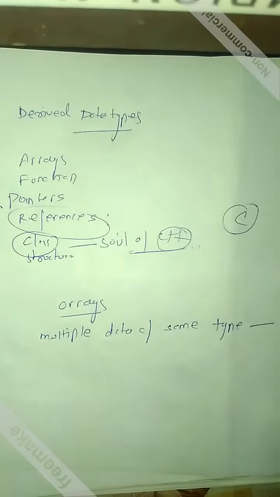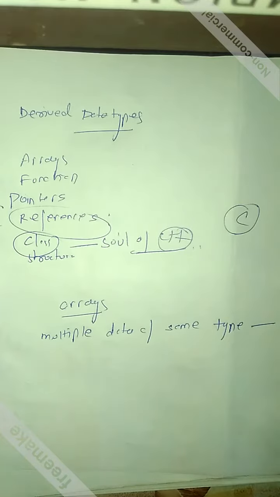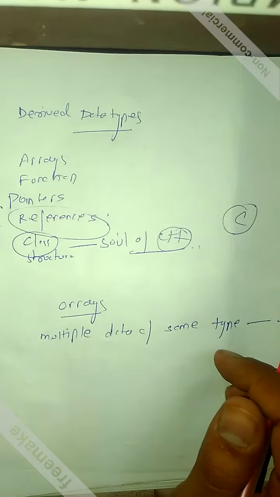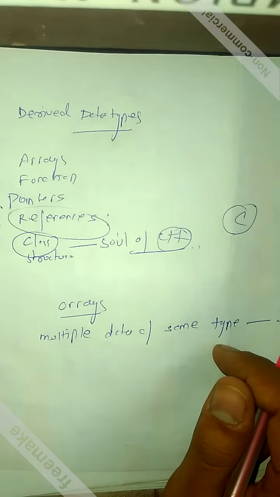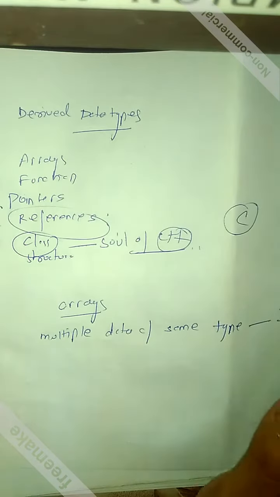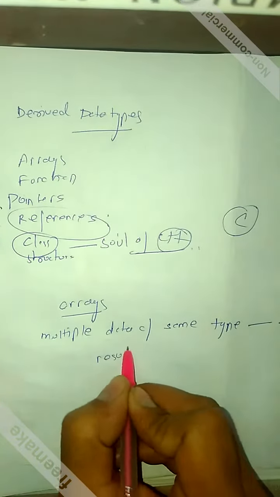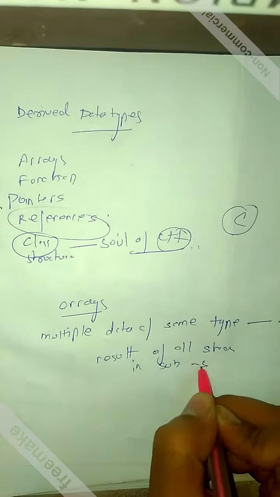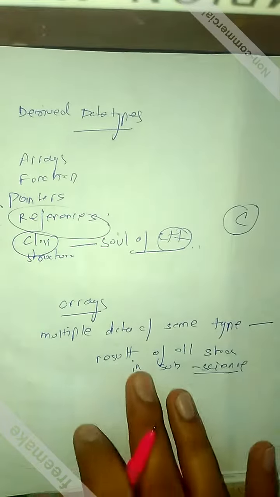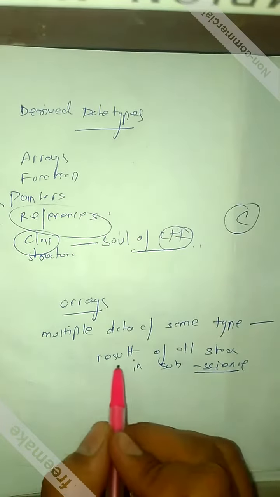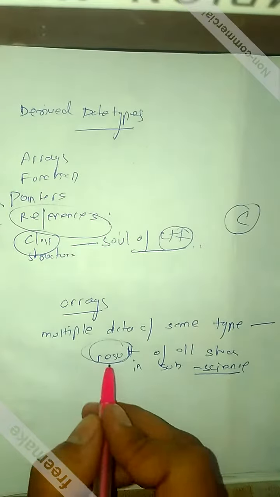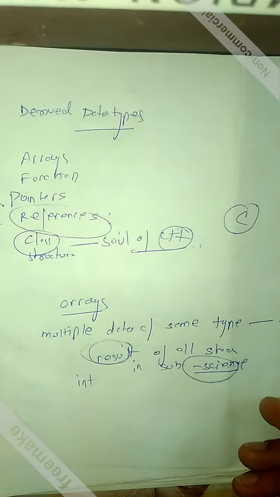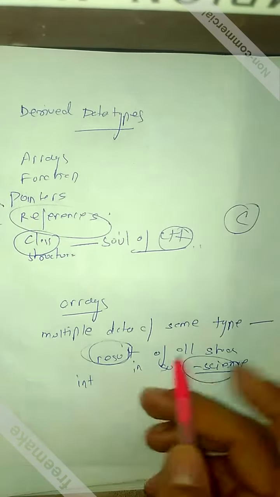So I told you what we understand by the word arrays. Arrays are used to store multiple data of the same type. For example, consider that I want to store the result of all students in the subject science. The data associated with this attribute is an integer. We can use float, but 89 and a half is 90 eventually.